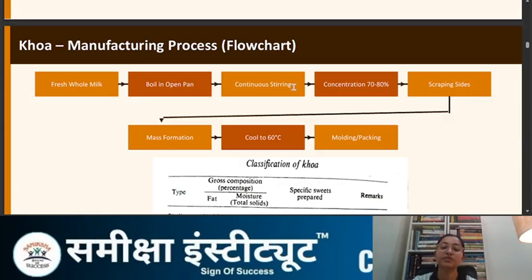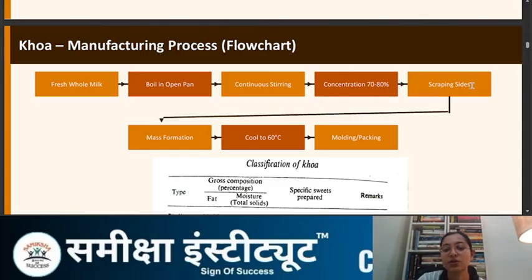Because there is continuous stirring, and usually iron equipment is used for the utensils in production, iron will also be added. Then the concentration will reach 70 to 80%. Don't confuse the 70-80% with fourfold concentration. Fourfold concentration is a different thing. 70 to 80% concentration is a different thing.